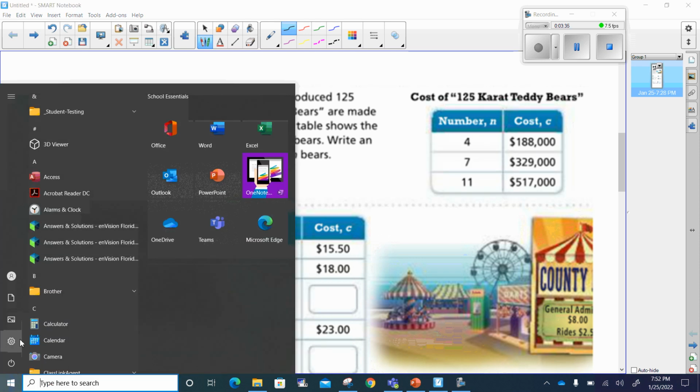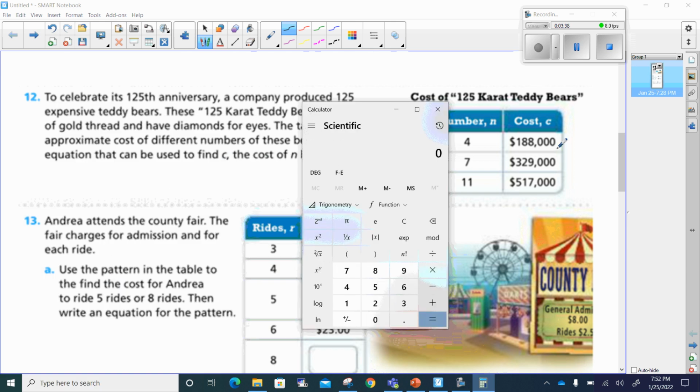So the first thing I'm going to do is get my calculator and make sure that it is. I'll have to take 188,000 and divide it by 4. That gives me 47,000. Next, I'll take 329,000 and divide it by 7. That also gives me 47,000. Lastly, I'll take 517,000 and divide it by 11. This also gives me 47,000.